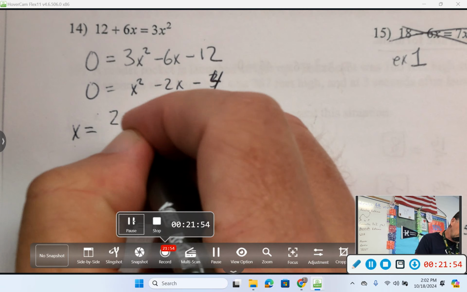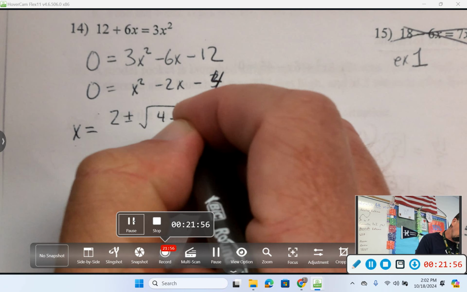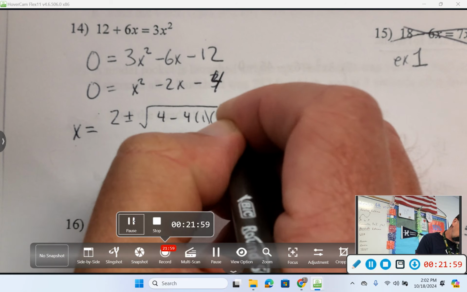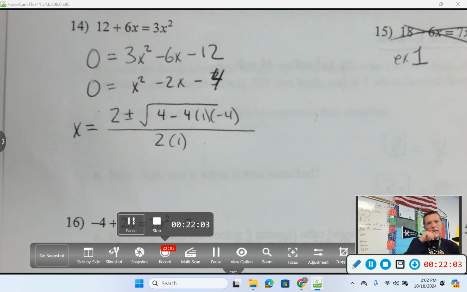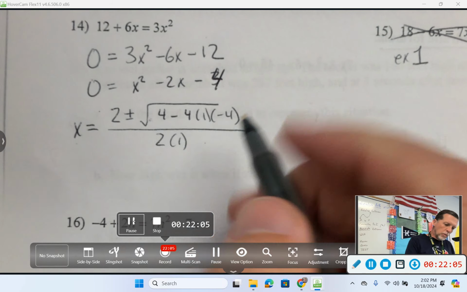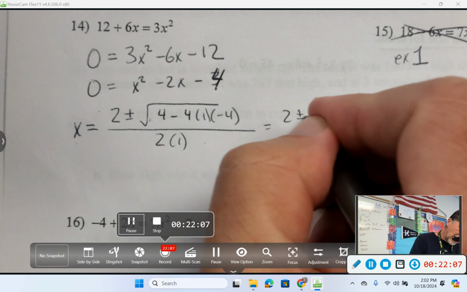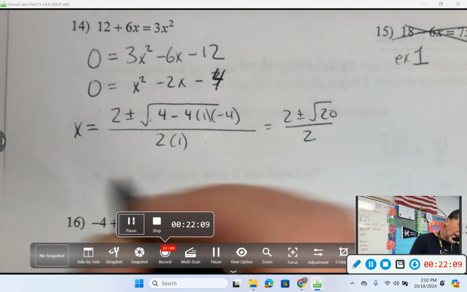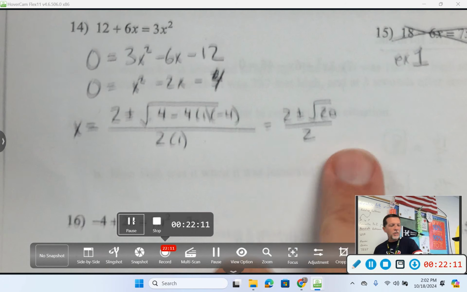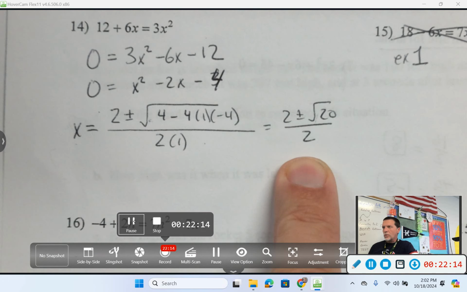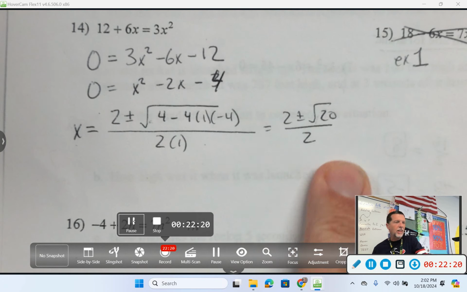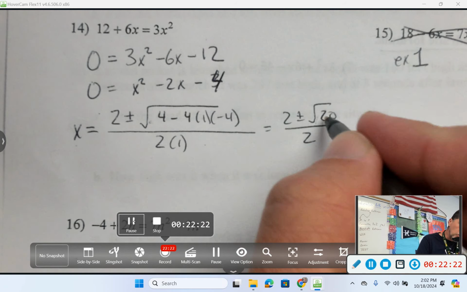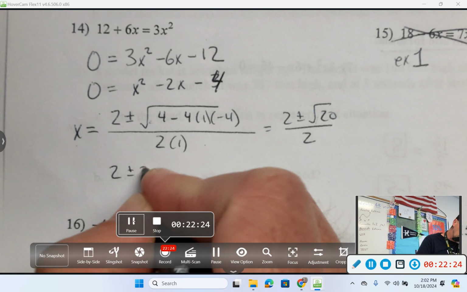Negative b plus or minus the square root of b squared minus 4ac, all over 2a. 4 plus 16 is 20. Okay, here's where people started going crazy. 2 divided by 2 is 1. That's true, but you can't do that yet because it's all over 2. So you can't reduce that yet. You can't reduce the 2s. You got to fix the 20 first.